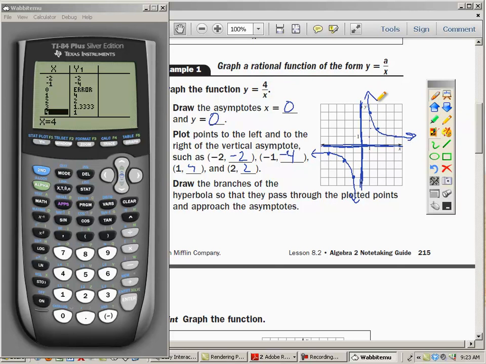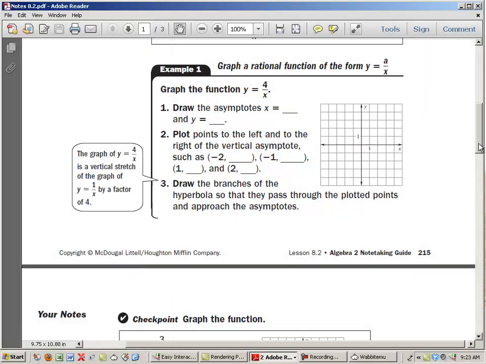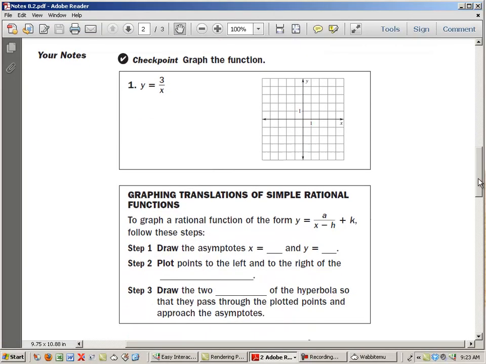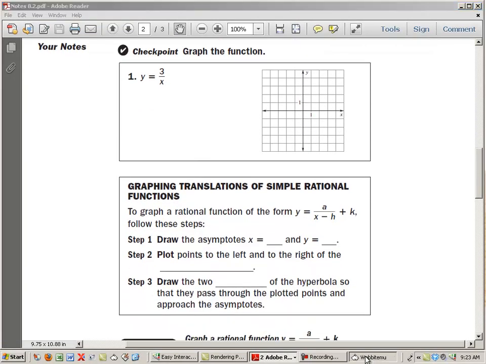All right? So again, it says draw the branches of the hyperbola so they pass through the plotted points and approach the asymptotes. They're never actually going to reach this vertical line or this horizontal line, because they are my asymptotes. Okay, so that's my first hyperbola. Pretty simple in terms of a rational function. Now let's take a look at a checkpoint problem. Why don't you guys try this first checkpoint problem, and we'll see how we do.